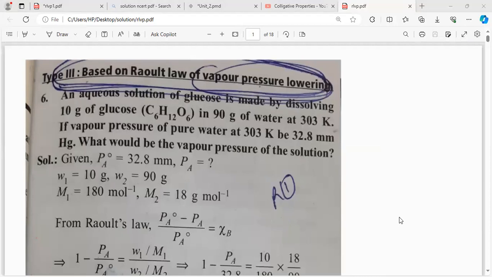Now it came. So vapor pressure lowering. Okay, vapor pressure lowering means relative lowering of vapor pressure. Okay. So these are slightly better problems. Now we can solve this problem.